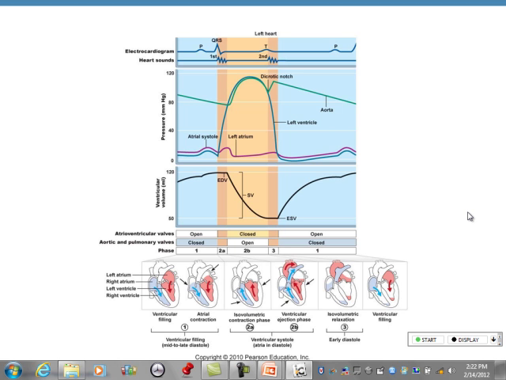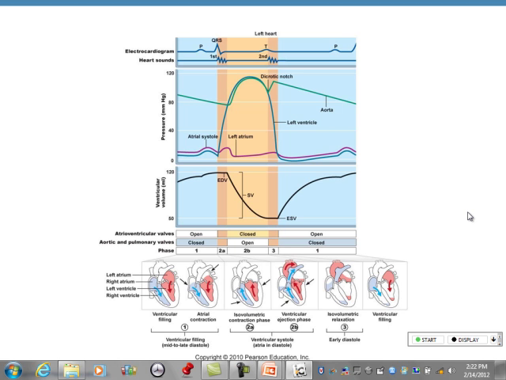If I'm talking about the right, I'm shooting stuff to where? The lungs via the pulmonary artery. Or if I'm talking about the left, I'm shooting things out the aorta to the system. Yes? So the volume goes down in the ventricles. What happens to the pressure in the aorta? That green line goes up. And when I start to relax, it goes down a little bit. It's called the dicrotic notch.